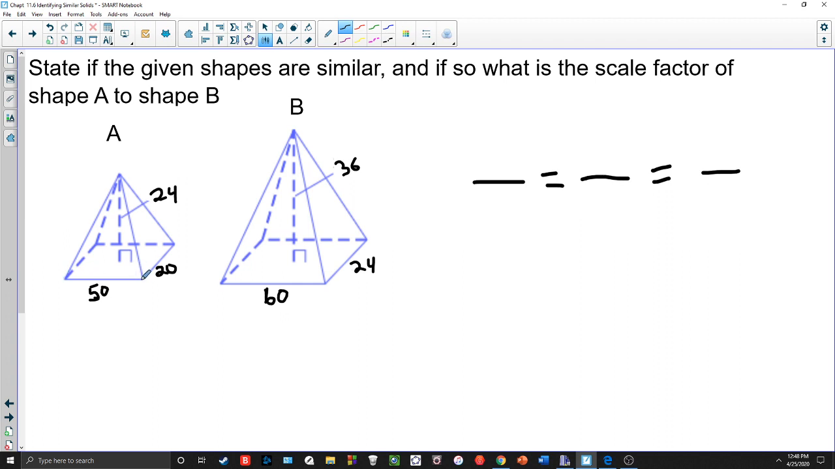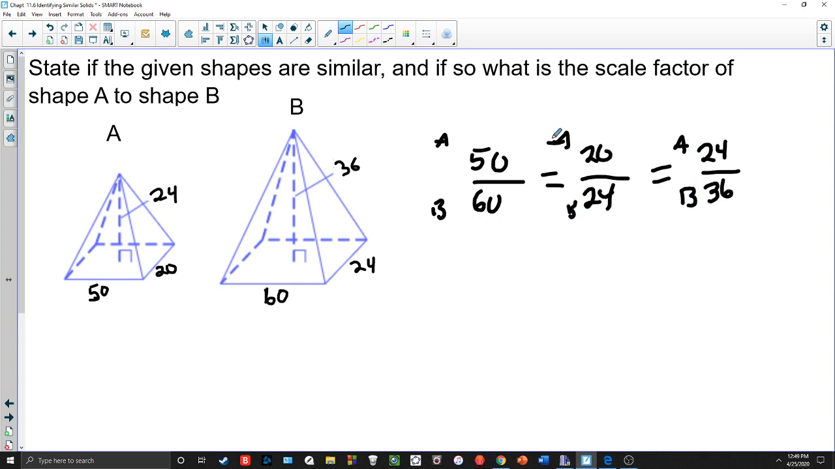50 goes left to right, so that's going to match up with the 60 here. So 50 over 60. And again, I'm doing A over B because that's what they told me there. 20 goes front to back, so 24 also goes front to back, so it'd be 20 over 24. And then this 24 goes top to bottom, and this 36 goes top to bottom, so those are going to match up, 24 to 36. And again, everything is consistent, A to B. If you're not consistent, you're going to end up getting the wrong answer every time.